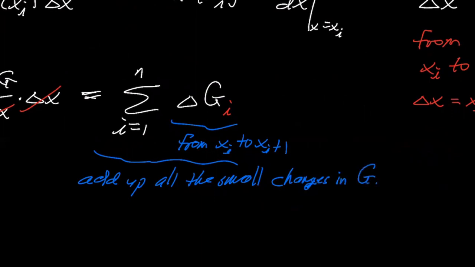And notice the left endpoint, now there's a little bit of an issue here with starting at i equals 1 instead of i equals 0, but we're getting almost the whole interval. And as n gets larger and larger, delta x gets smaller and smaller, the points get closer and closer together. So when I say all the small changes in g, I mean basically from x equals a to x equals b.